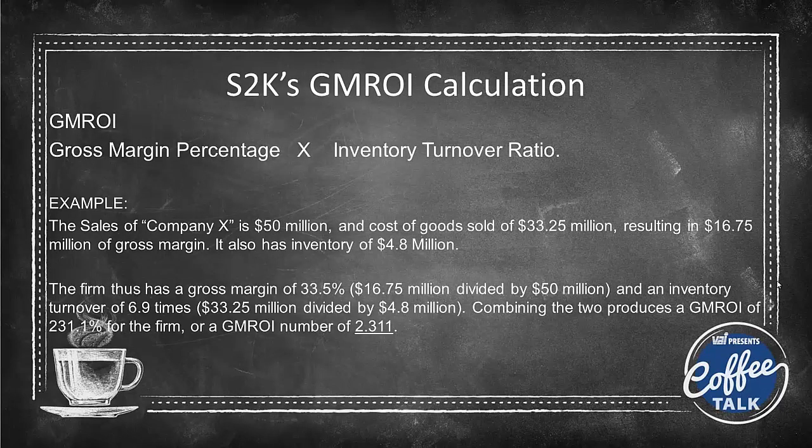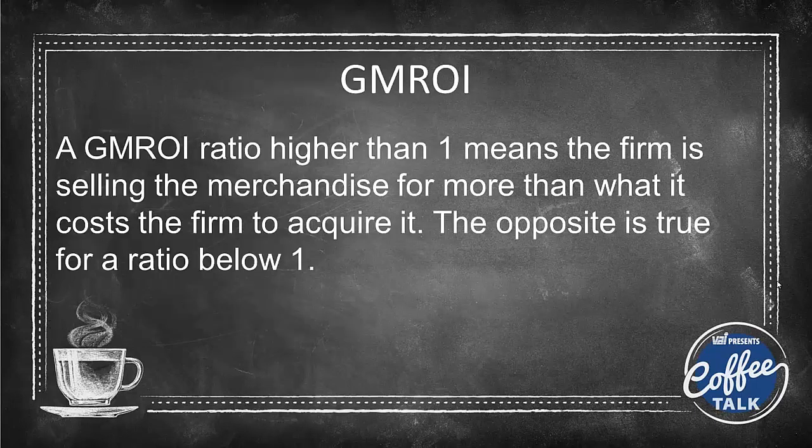So here's the calculation, and it's a simple one. It's gross margin percentage times the inventory turnover ratio. I gave an example below. I'm not going to go through how it's calculated, but you can look at how the calculation is done. The bottom line is you're going to come up with a number that's either greater or less than 1. A number higher than 1 means for every dollar you invest in that inventory, you're getting more than $1 back.